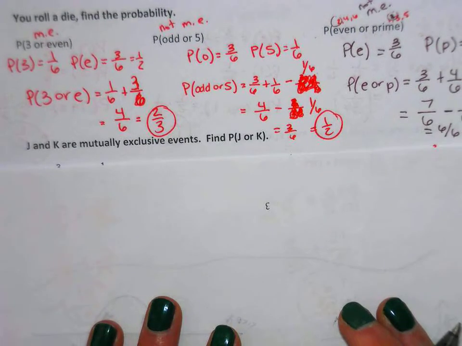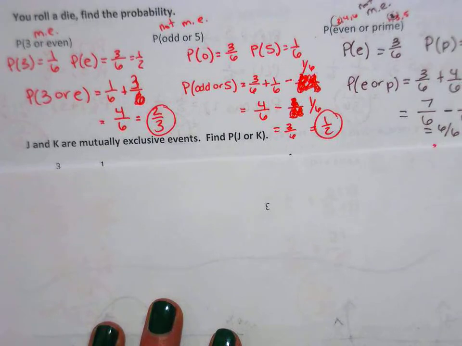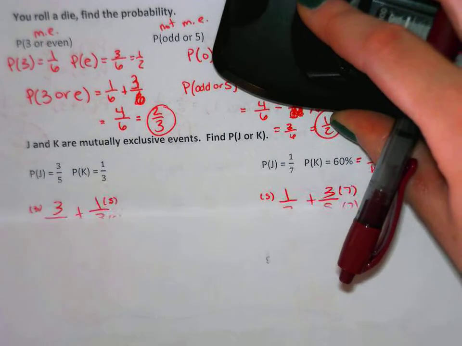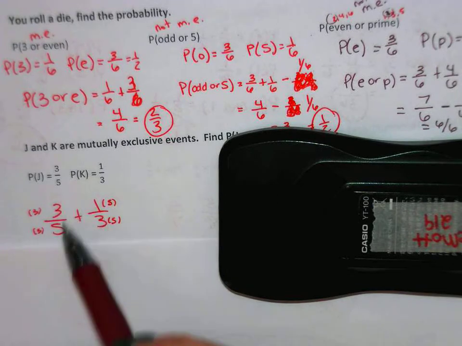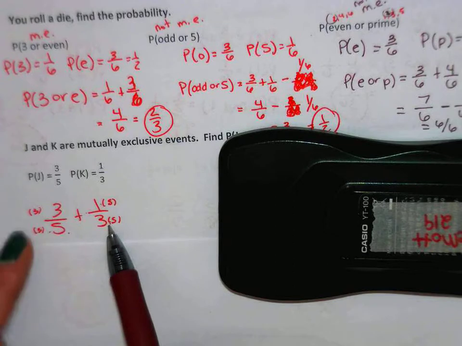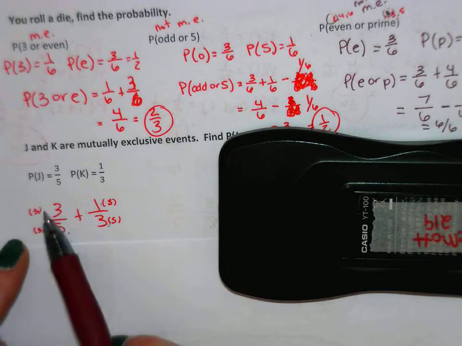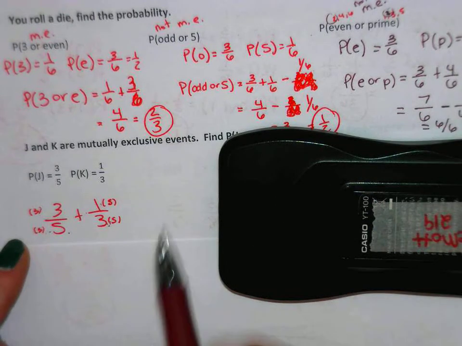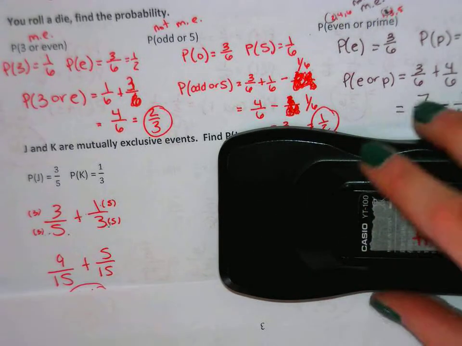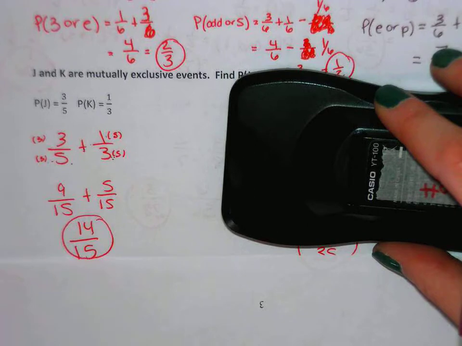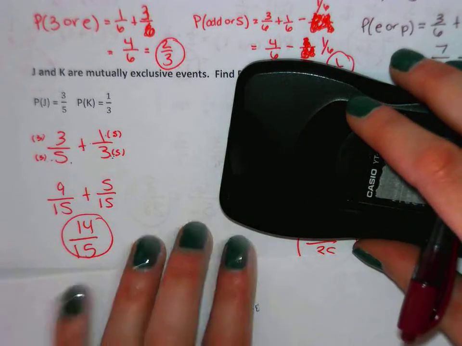So J and K are mutually exclusive events. We want to find P, the probability of J or K. So the probability of J is 3/5, the probability of K is 1/3, so in order to add them, they have to have common denominators. So if I multiply both the numerator and the denominator by 3, and then this one by 5, we end up with 9/15 plus 5/15. So we have probability of 14/15.